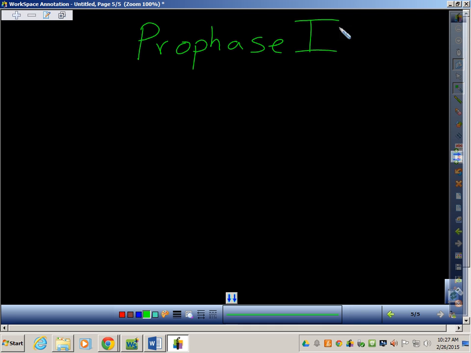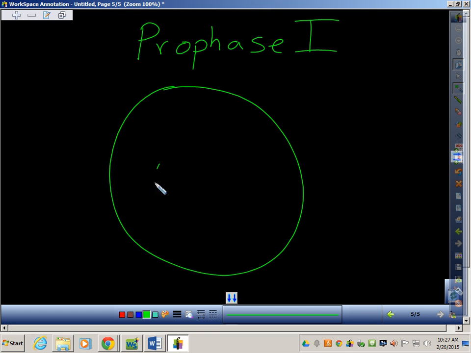Prophase 1, what happens? Well, we've got a cell. There's a nucleus that's going to start to break down, and let me give these chromosomes some different colors, okay? We're going to start to see our pairs of chromosomes buddy up. Did our chromosomes pair up in mitosis? Everybody say no. No. Okay.